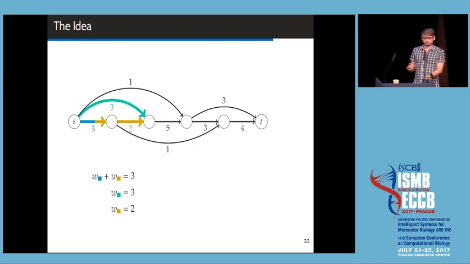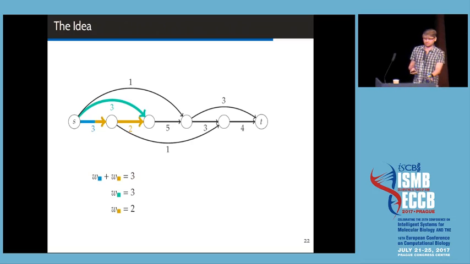So we now know that the blue and the yellow flow have to sum up to 3, their weights, because we know that the sum of the weights of the paths have to sum up to the flow value on the edge. The teal flow has to have weight 3, and the yellow flow has the weight 2. And we can then continue, but we of course have to be careful how we continue. It has to be, of course, consistent.